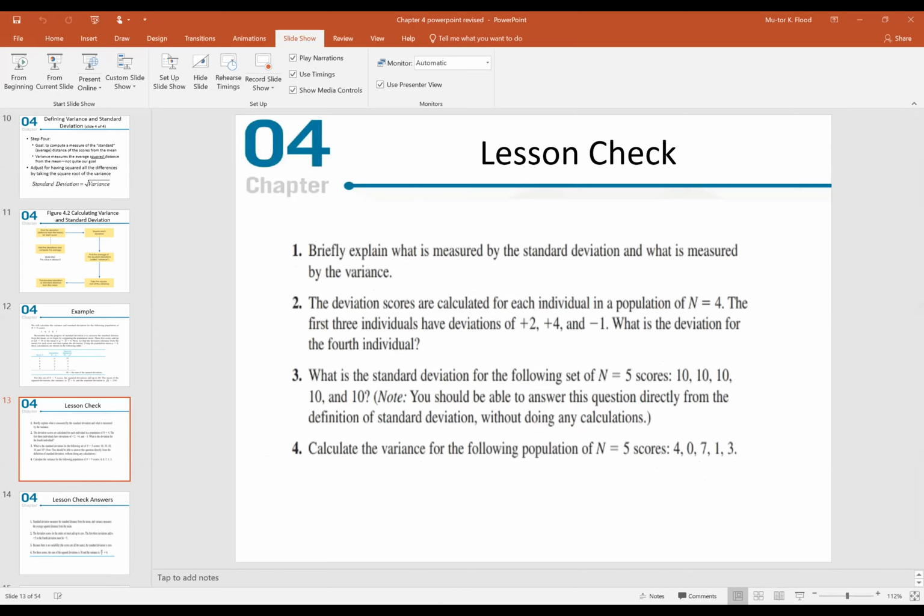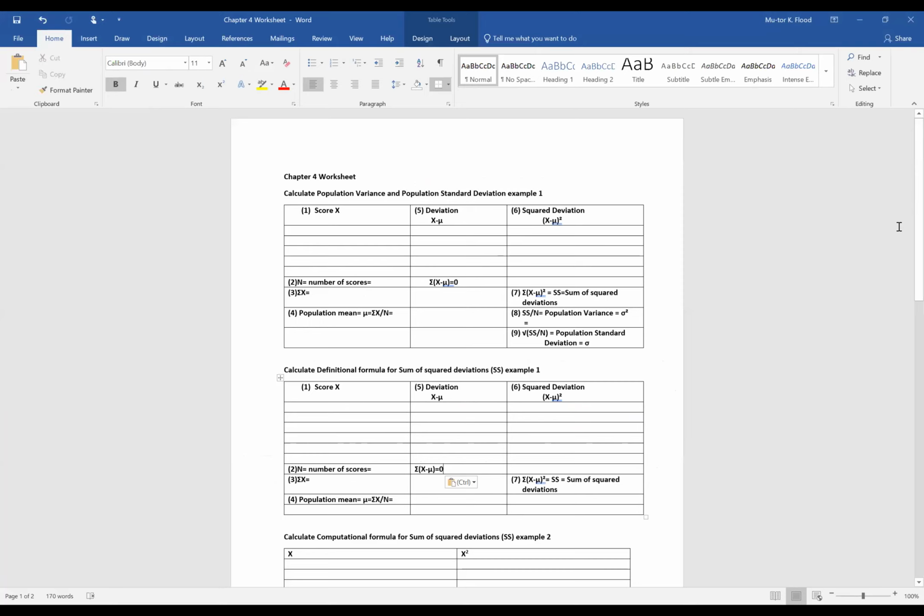All right, so let's calculate the variance. What I have done is I've made a worksheet for the majority of the chapters and the majority of lectures that we're working on, to help you go step by step through the process of a lot of these questions.